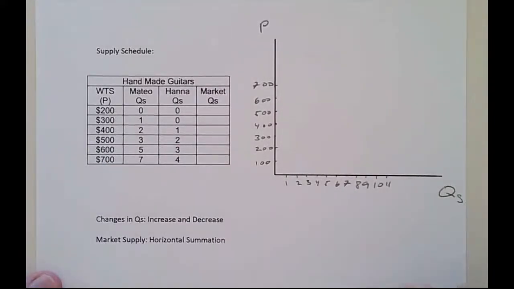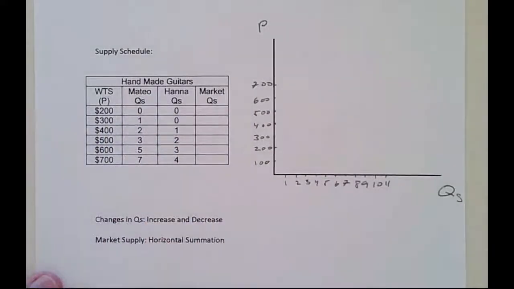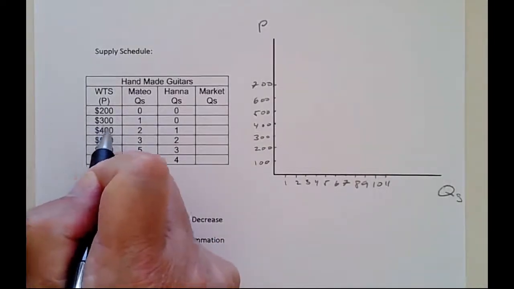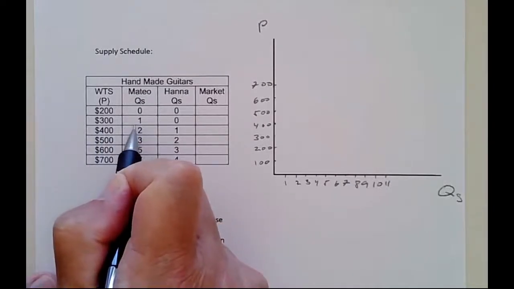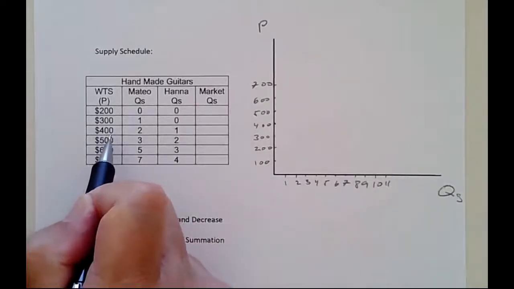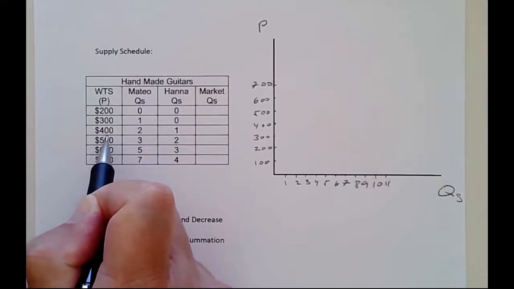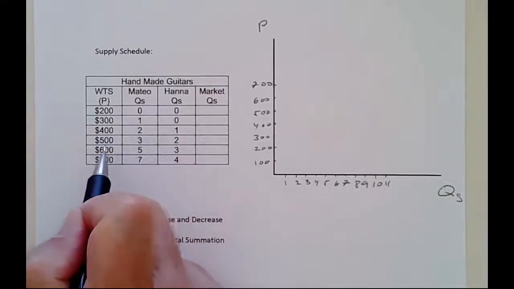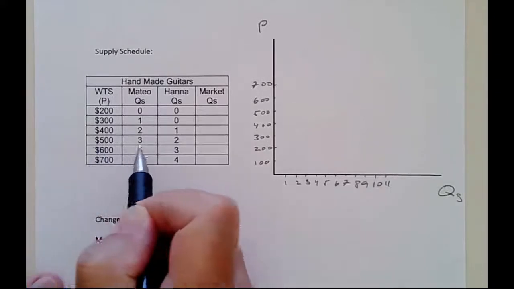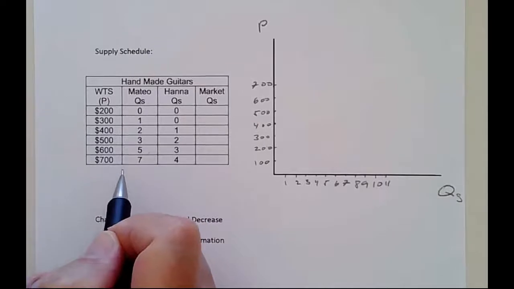So here, let's look at Matteo first. And let's say that at $200, that's not willing to cover his opportunity cost. And therefore, Matteo is not going to spend any time making these guitars. If the price of the guitars is $300 per guitar, then Matteo has decided he's going to spend enough time to make one guitar. This might be per month. At a price of $400, then Matteo would spend more time because it's more profitable. It's worth more of his time to spend making guitars if the price is higher. If the price increases to $500, then Matteo would spend time to make 3. Price goes to $600, Matteo will make 5. $700, Matteo will make 7. So the higher the price, the more production you would get from Matteo.